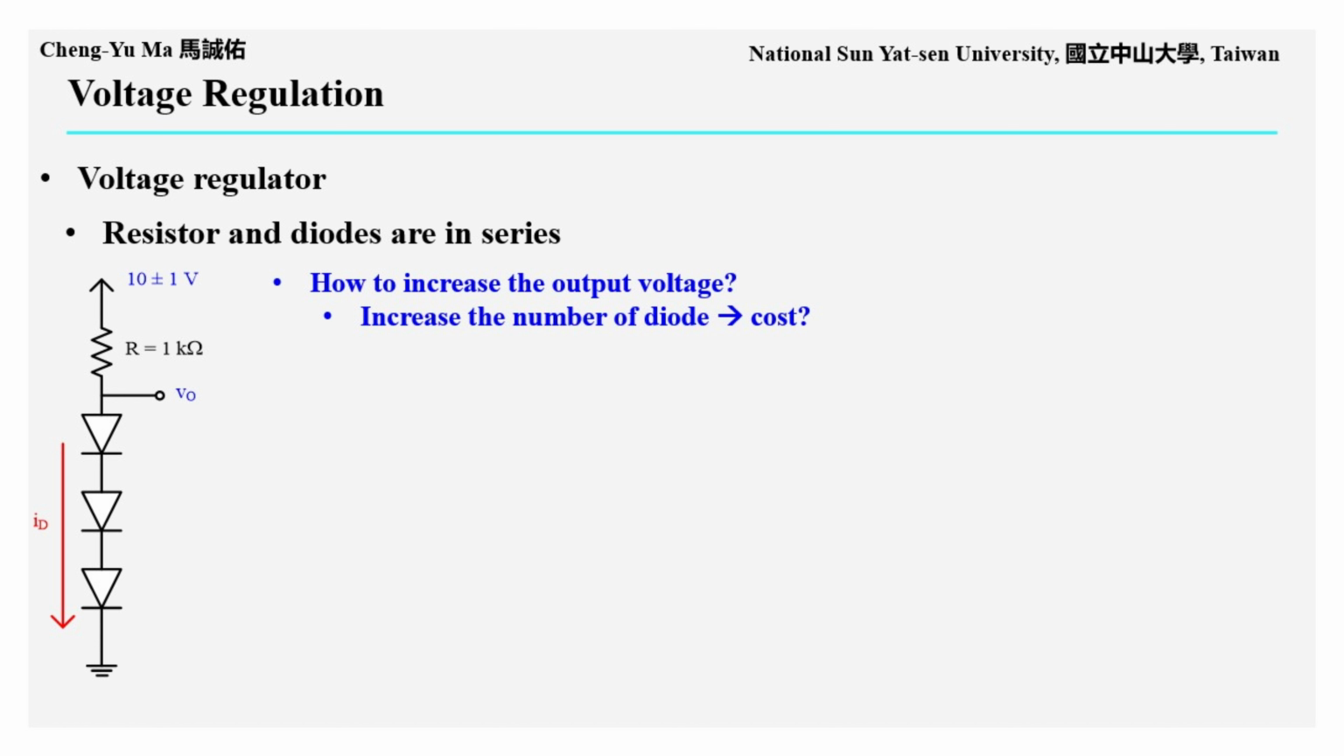So the question is, how can we obtain a higher output voltage with only a small number of diodes? This is where the Zener diode becomes useful. By operating a Zener diode in the reverse breakdown region, we can achieve this goal.